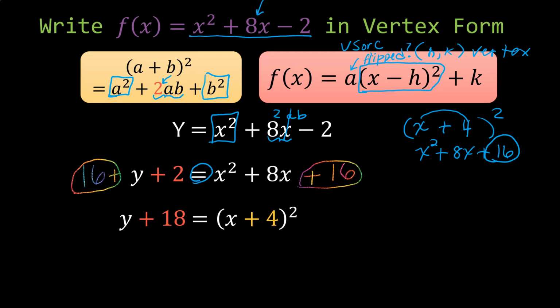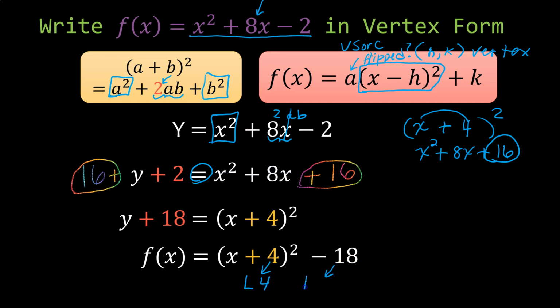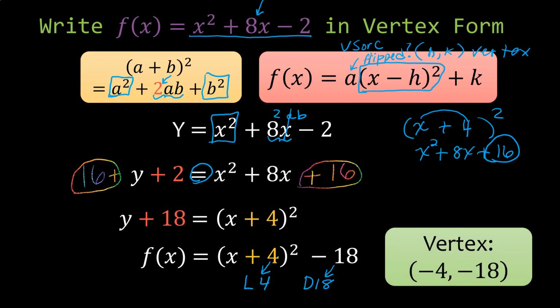Now, the last thing to do is undo the plus 18, subtracting it from the other side, and we have a vertex form where this is going to tell us that we are moving left 4, and this is going to say down 18. Therefore, our vertex is at (-4, -18). Okay, so that is how we complete the square.